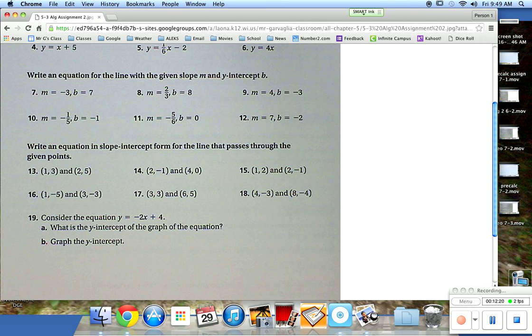Write an equation for the line giving the slope and the y-intercept. So they're giving you your slope, they're giving you your b. You've got this equation, y equals mx plus b. All you have to do is plug it in. This one here, y equals m, which is -3, x plus 7. I just had to plug it in. That's all you have to do in that section.